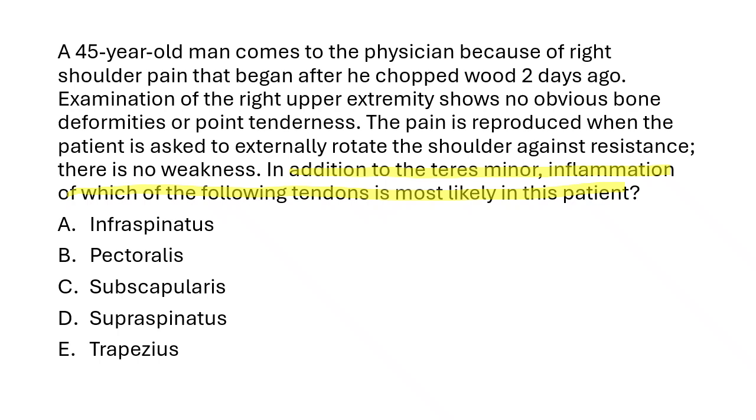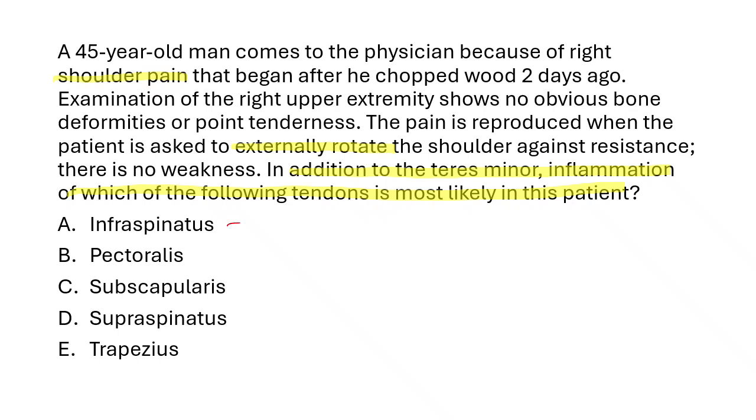We've got a 45-year-old person coming in, so shoulder pain, right side, no obvious deformity, no tenderness, and then they have pain when they try to externally rotate against resistance. So we've got a problem with external rotation. What tendon could be involved here? And I'm seeing some various muscles in the shoulder region. So maybe I don't know all the actions that each one of these muscles does. So I'm going to use what I do at least know, which is where these are located.